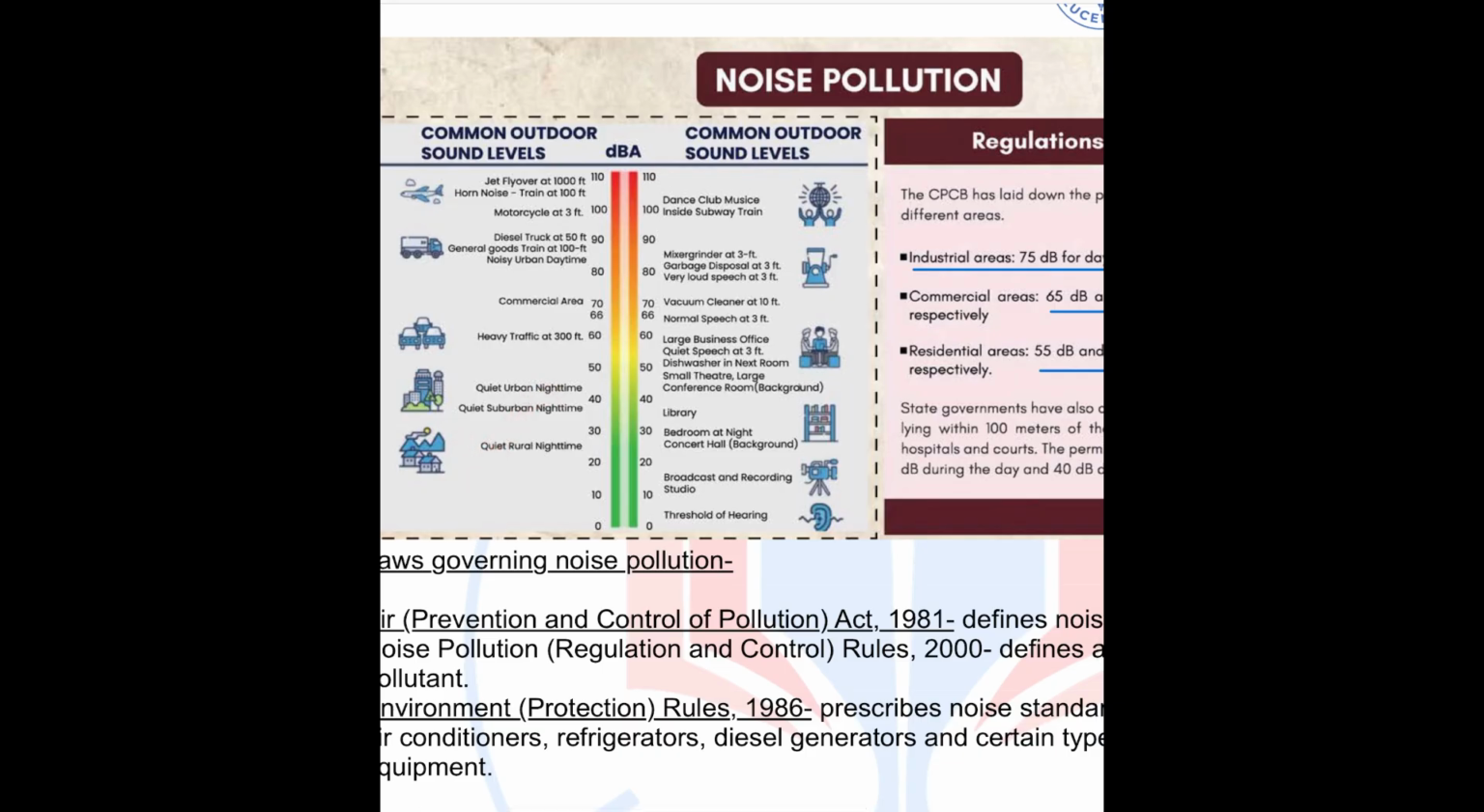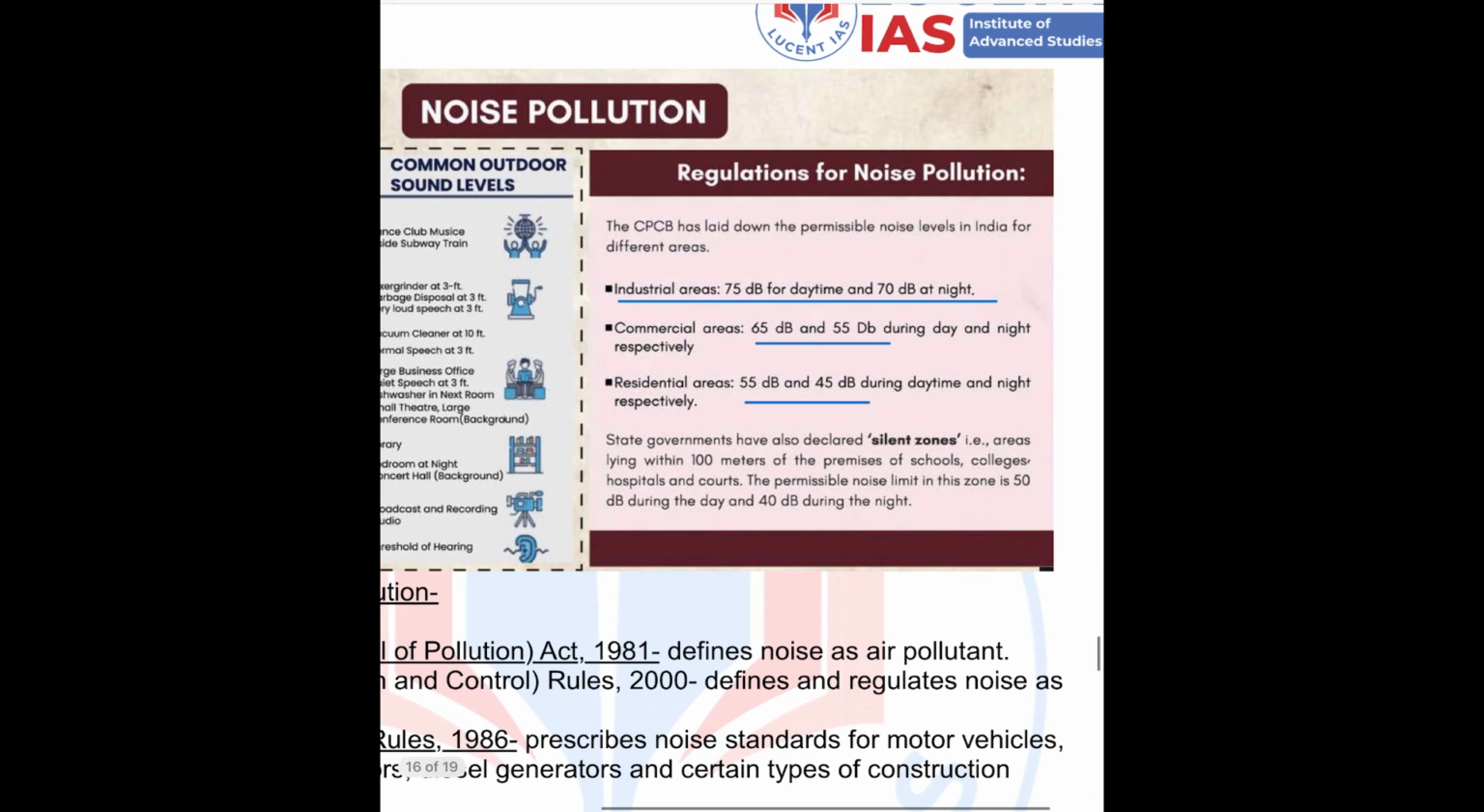If we look at this figure, how much sound is there: if a jet plane flies it is 110, dance club or music club 100, motorcycle 100 decibel, commercial area 70 to 60, heavy traffic 60. So just get a broad idea from this figure. You do not need to learn it, just learn these regulations. Clear?